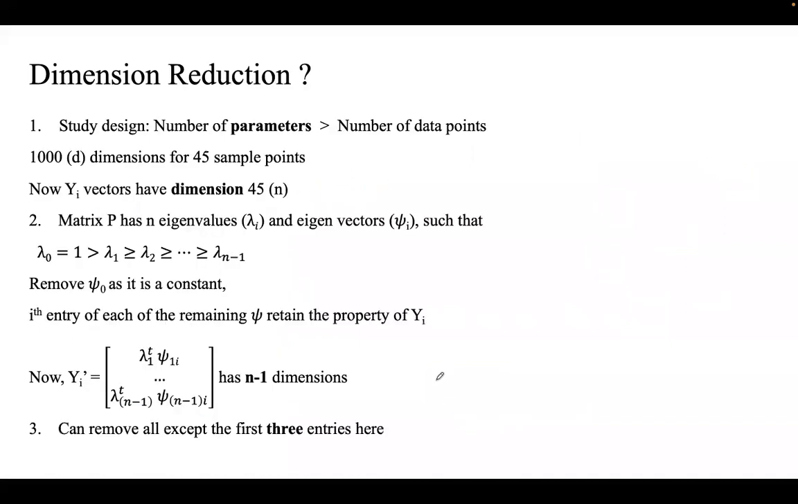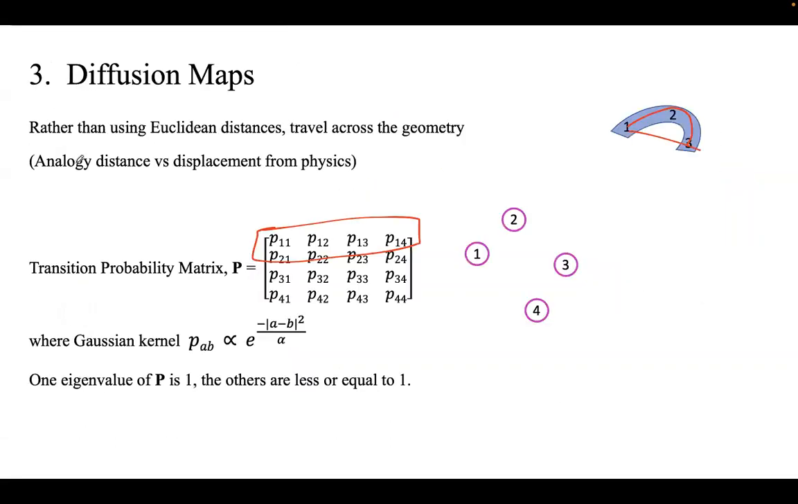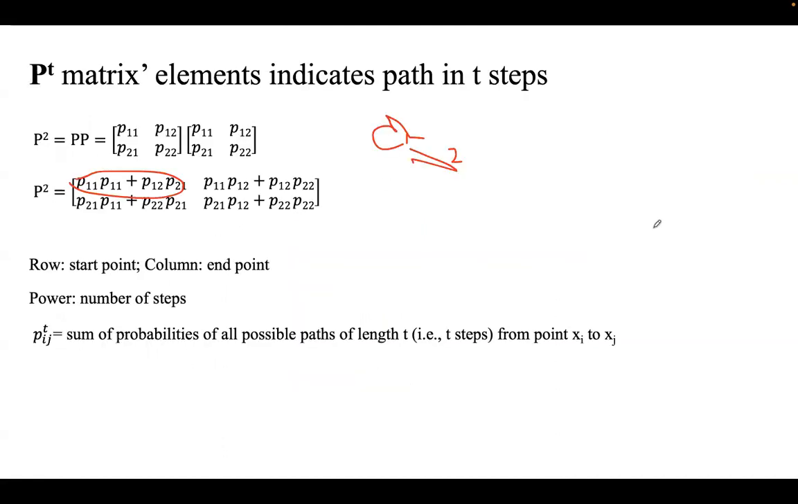Now comes the question that we began with, that we want to reduce dimensions. So first thing is, how many parameters did we begin with? Initially, let's say our parameters were greater than the number of data points. For example, we had 45 points and we had 1,000 dimensions. It's not plotted here, but let's say instead of these 4 points, we had 45 points and each of them had 1,000 dimensions associated with it.